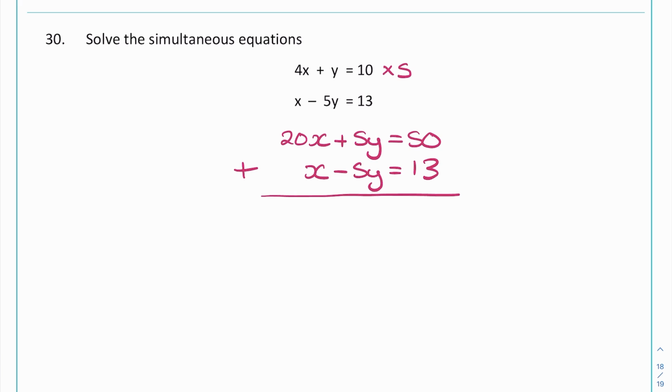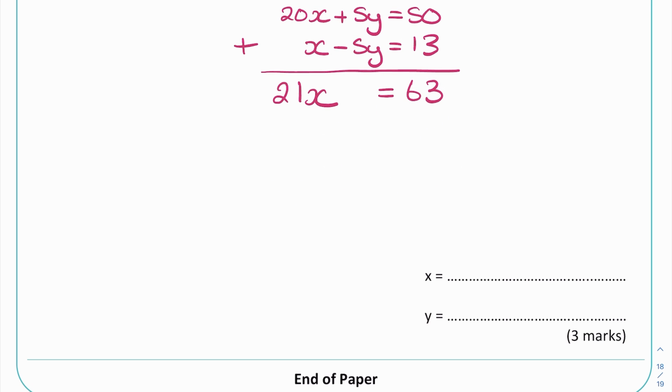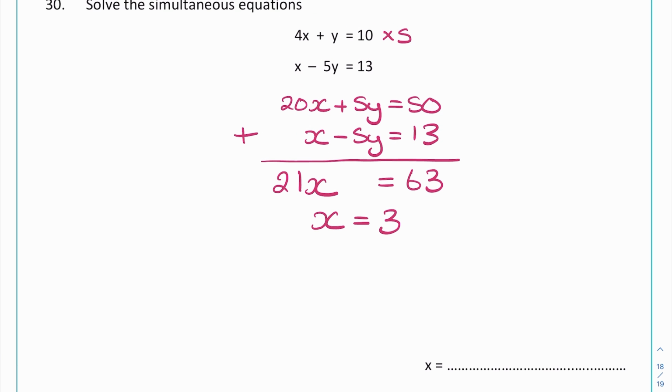So if I add these two together, I get 21x, the plus 5 and the minus 5 cancel out, and that's equal to 63. That gives me a really nice equation to solve. I can divide by 21, and I get x is equal to 3. I can then substitute this back into any of these four equations that I've drawn above. Obviously 2 of them are the same, but I can substitute it back into any of those to find the value of y. I'm going to sub it back into this first equation.